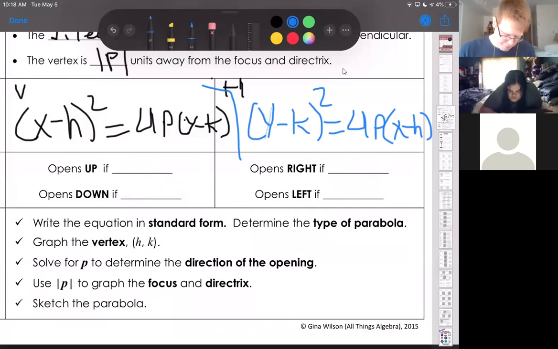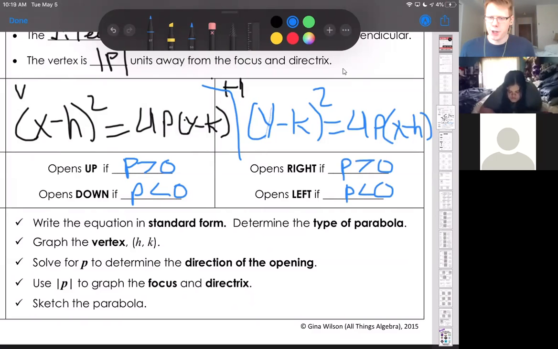But basically, these are just flip-flopped. If you look, this one has the y minus k part squared. The vertical one has the x minus h part squared. To see if it opens up or down, if it's vertical, you look at your p-value. If your p is a positive number, it opens up. If p is a negative number, it opens down. Same idea with the horizontal. If your p is greater than 0, it opens to the right. If your p is less than 0, it opens to the left.